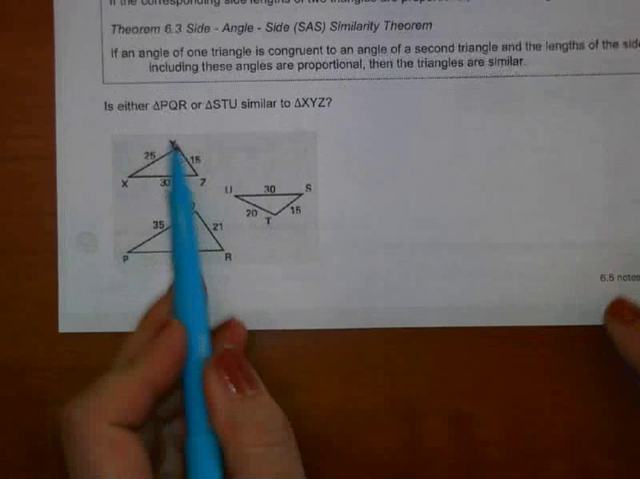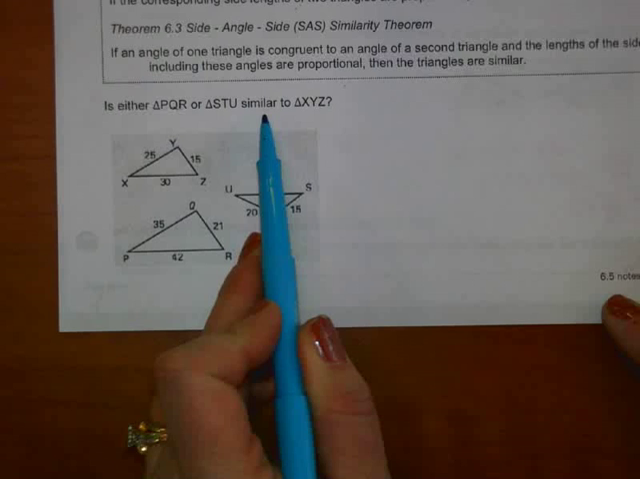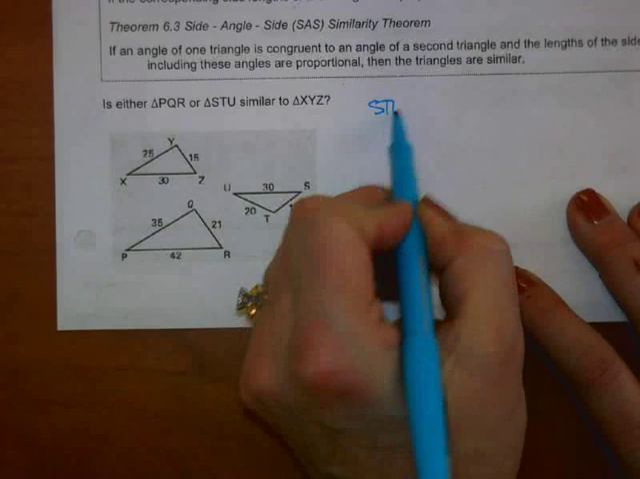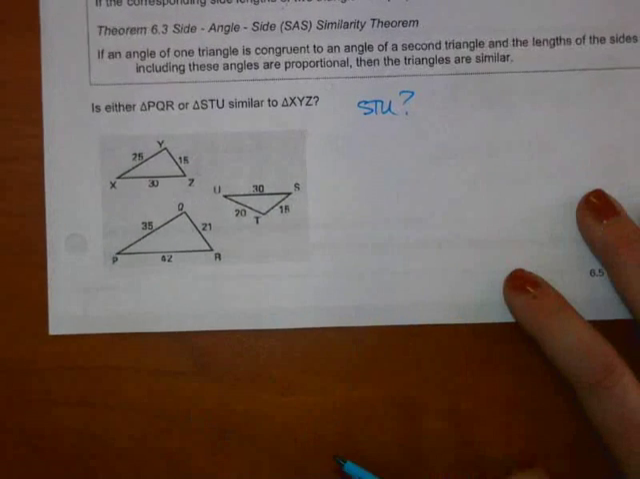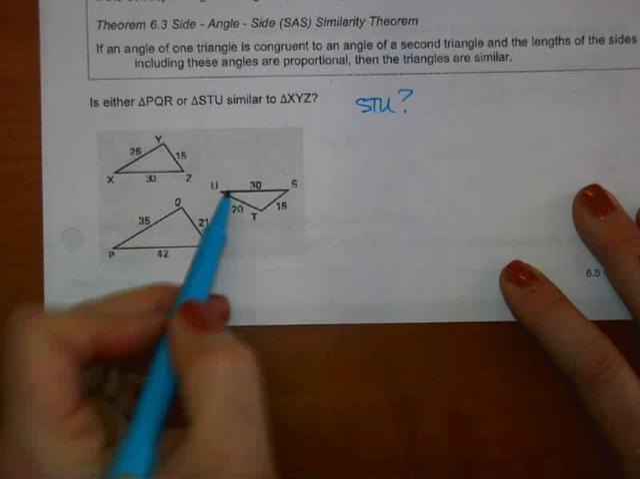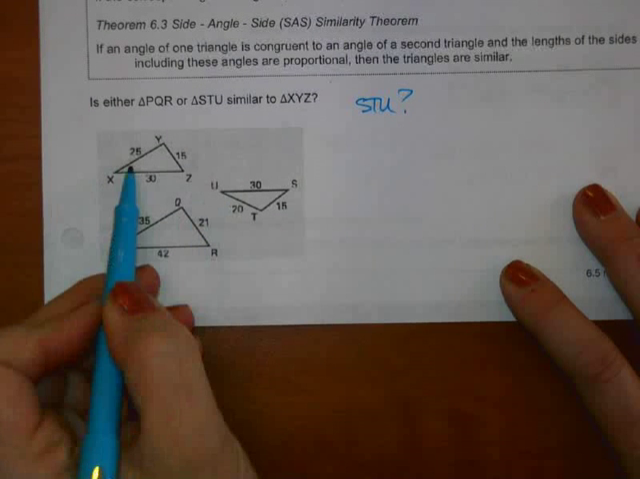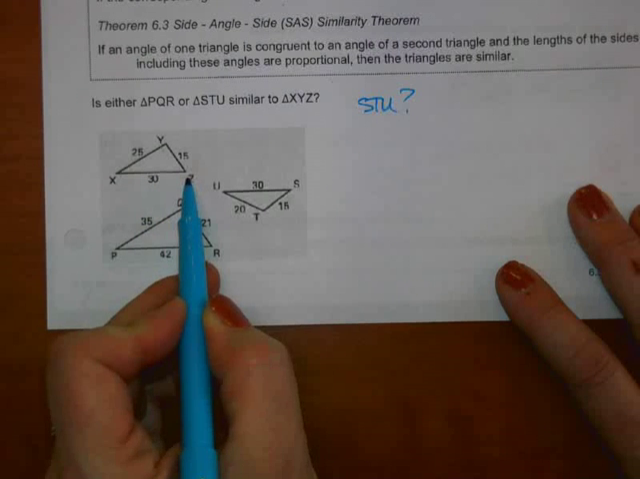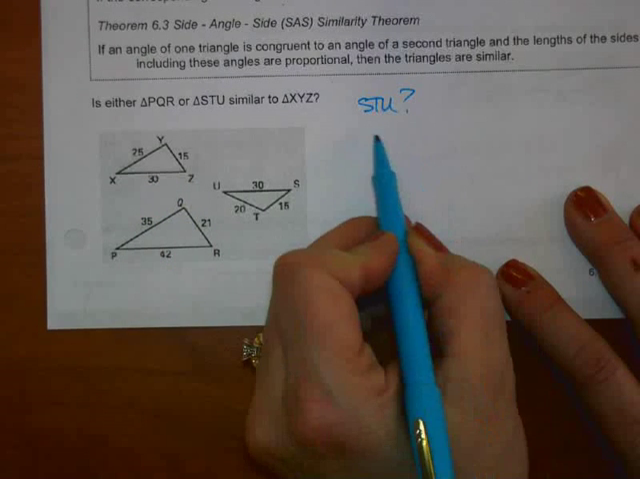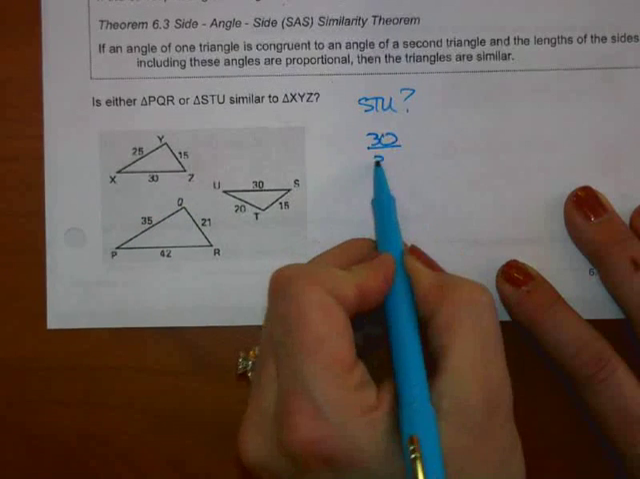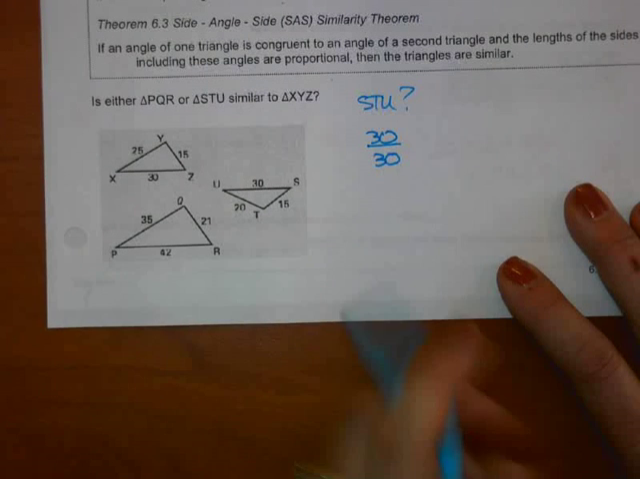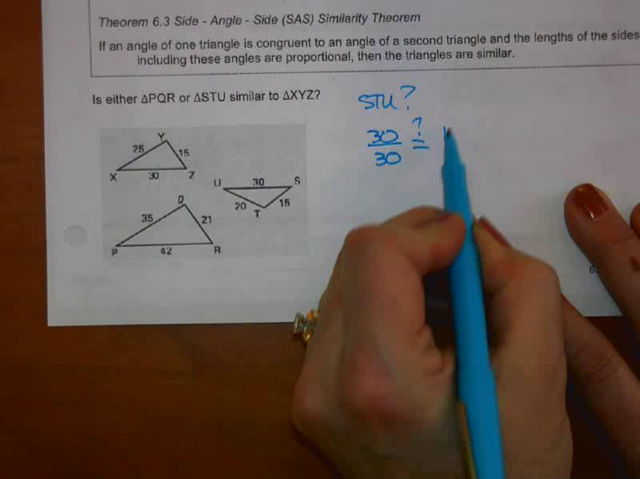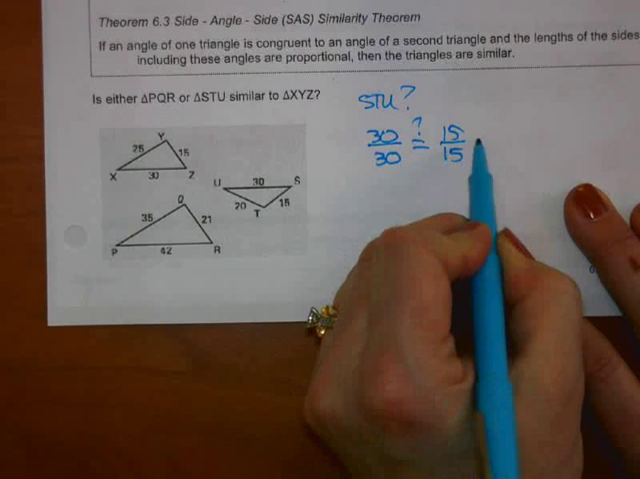Is either PQR or STU similar to triangle XYZ? Well, let's check STU first. I'm going to check the side lengths and see if they're proportional. So SU goes to XZ. Do you see that? I'm going to check 30 over 30. Let's see if that equals 15 over 15. So far it does.